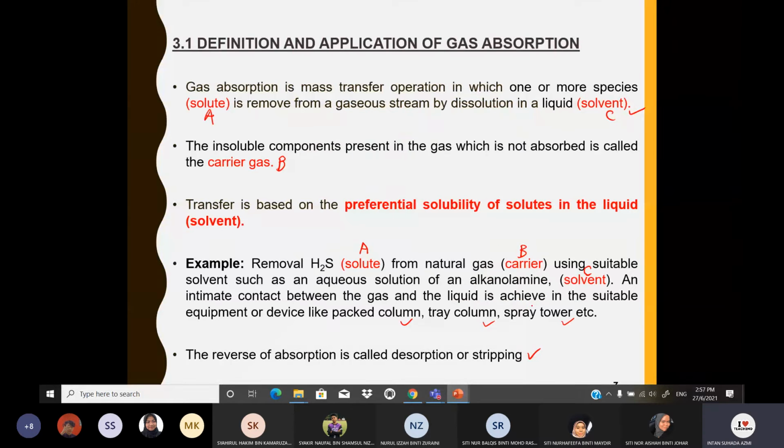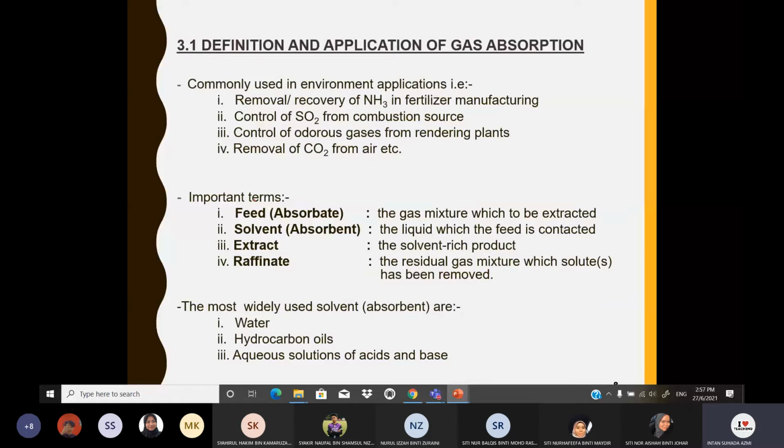So this is the feed, the gas mixture which is to be extracted. This is your A plus B. The solvent is the liquid with which the feed is contacted. This is your C. The extract is the solvent-rich product, so you will have A plus C here. And the raffinate is the residual gas mixture from which solute has been removed, so you will have more of component B here. The most widely used solvents are water, hydrocarbon oil, and aqueous solutions of acid and base.